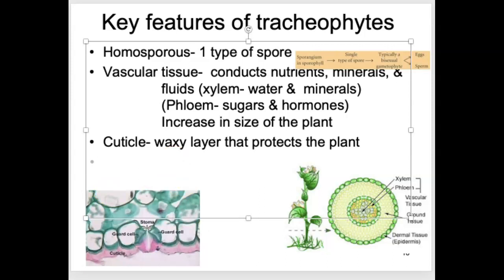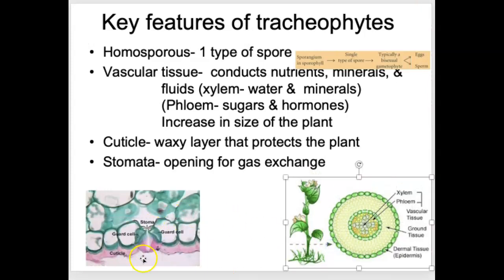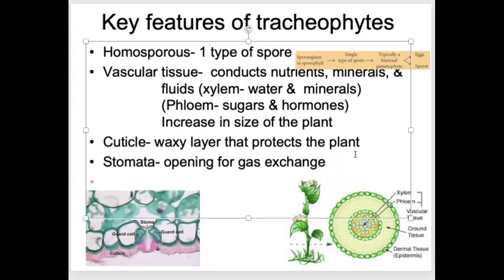The stomata, that's that opening for gas exchange. So those little pores, or stoma, singular here, those little openings there, that allows gas to be exchanged. So if you have a waxy layer where you're blocking the loss of water, while you're also blocking the movement of gases, the stomata still allow for the movement of gases. Very important for photosynthesis. And then leaves.